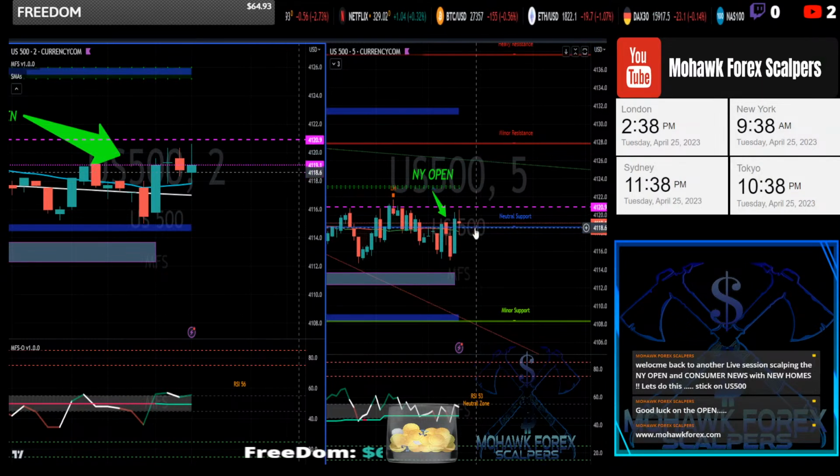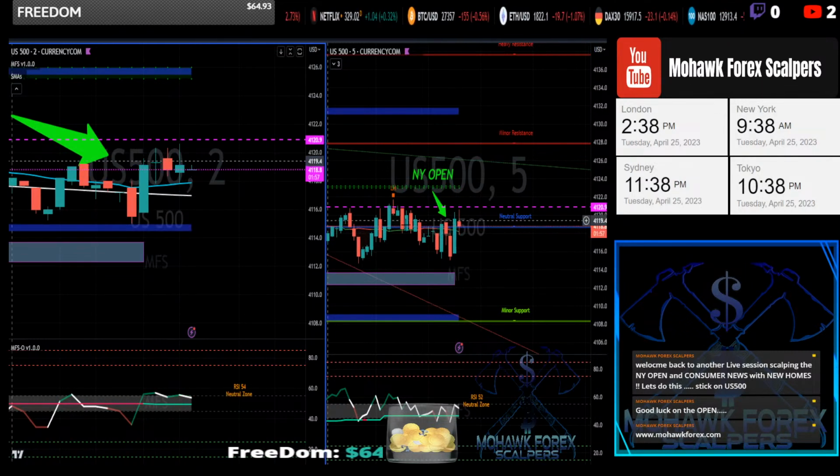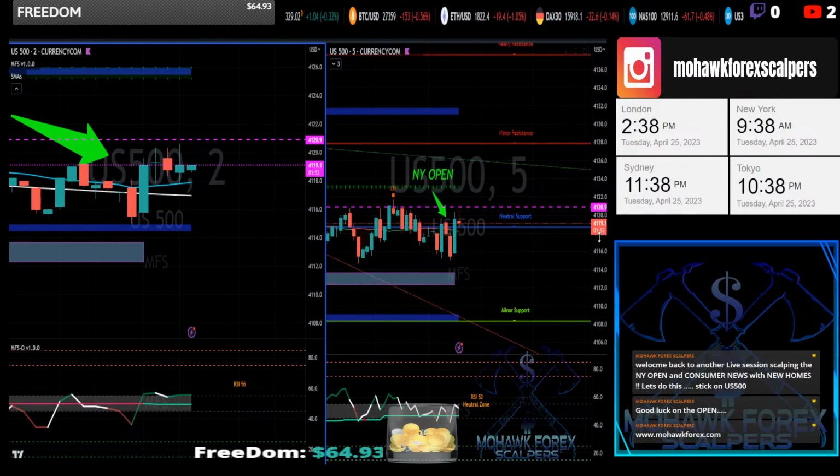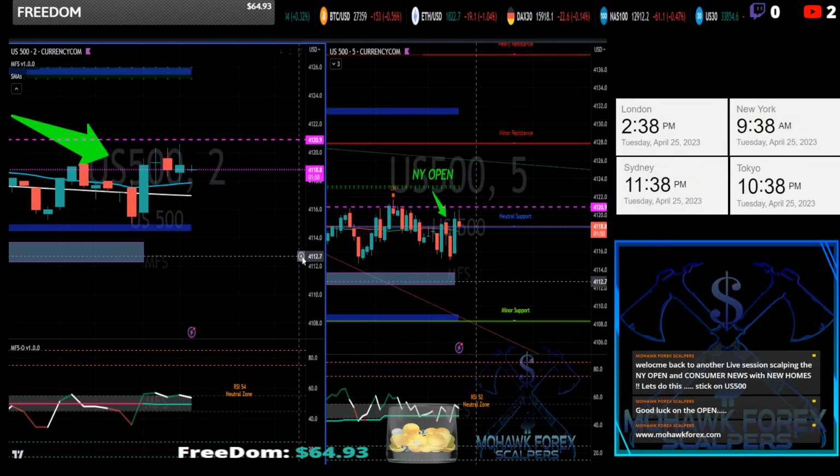Sat on that neutral support in the 5 minute. That's why. If everyone's saying to me, why isn't it breaking? Because of this, look, this is the daily pivot. It's sat right on it. We've got 1 minute 50 left. That's why we're not in a rush.